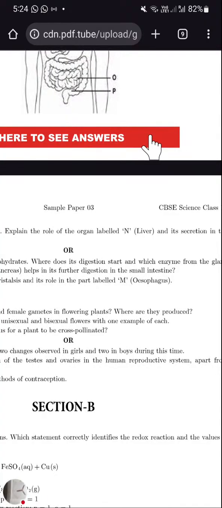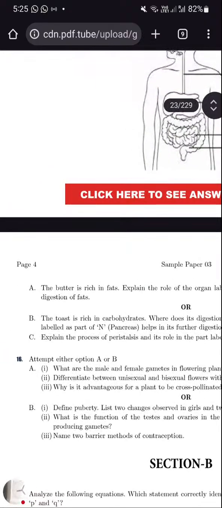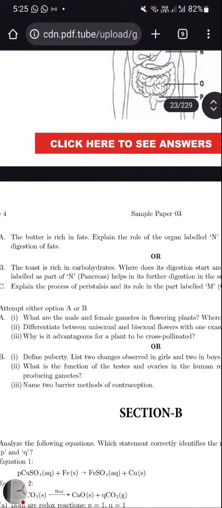So what is the function of the liver? What is the function of the liver and its secretion in digestion of fat? Okay, the liver secretes bile juice. Where is the bile juice stored? Bile juice is stored in the gallbladder, which helps in emulsification.